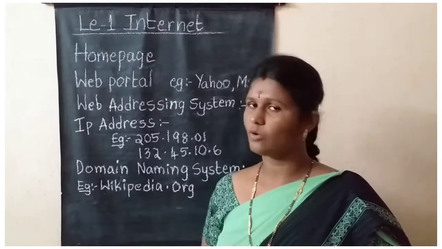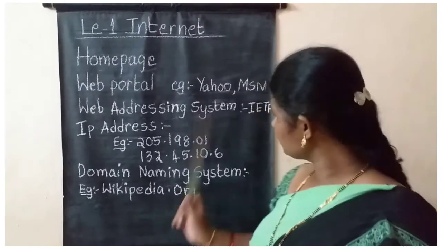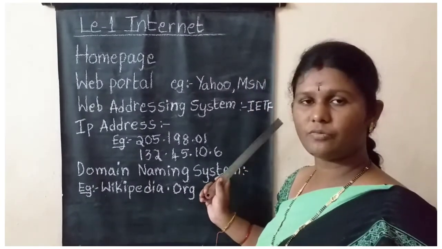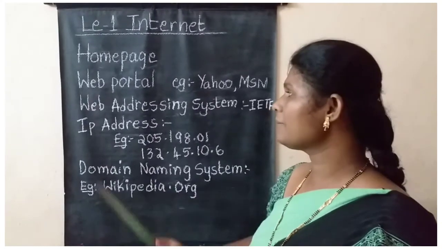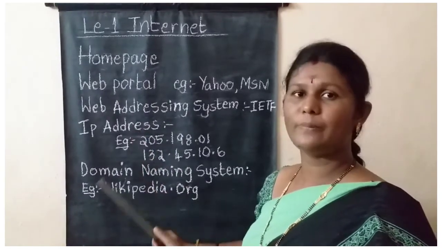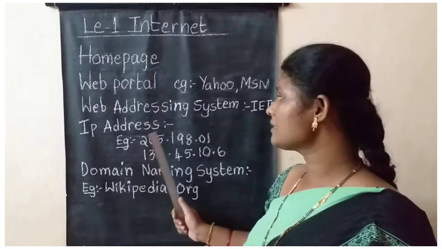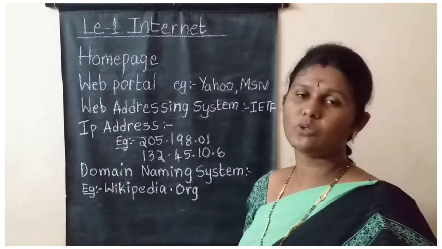Our number won't match with our friend's number. Like that, the Internet Engineering Task Force provides us unique numbers. That number is called an IP address. It is a number-based system. It consists of 32 bits, and the numbers range from 0 to 255.